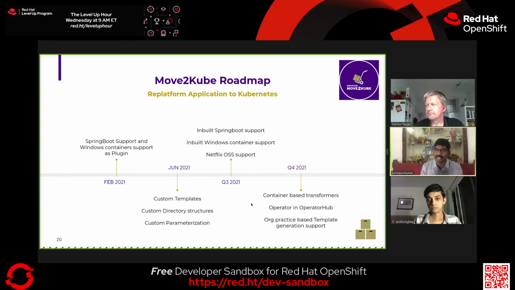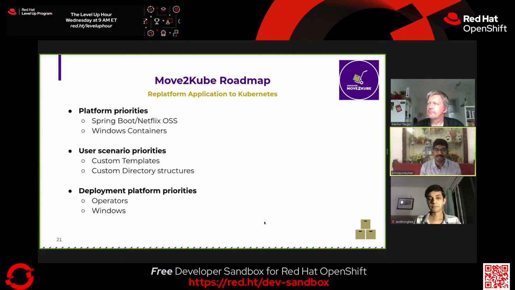We are creating an operator for Move2Kube, which we will be putting in OperatorHub. And also, as Amit was mentioning, we are looking at the factory model where, for your enterprise, how can Move2Kube help you create the right templates automatically? Right now, you can do it manually. How do you help your steering team create the first template that can be used by your migration teams? Marcus, if you can go to the next slide.